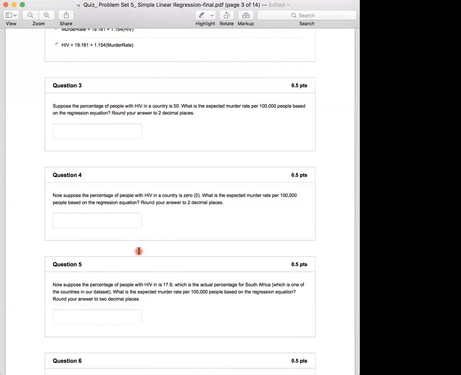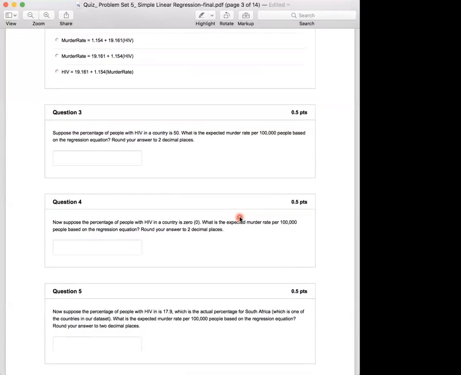Now this has a didactic purpose. What's the purpose of showing this to you? Well, we're basically showing what happens when you set the slope to 0. You actually just get the intercept. So on question 4, the correct answer is 19.16, or the intercept. Question 3 is our imputed value.